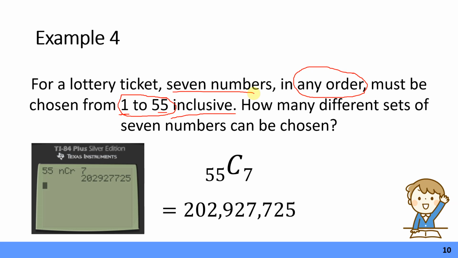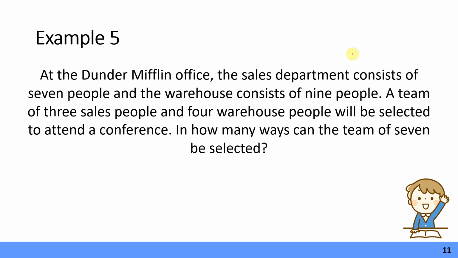So we have 202,927,725 different ways. So that's why the chances of winning the lottery are pretty crazy, right? Because those are all the different combinations that exist. So again, just because of the words any order, that gives it away that that's a combination. Sometimes you're going to get problems that say in a combination lock. So that pretty much also gives it away, right? It's a combination.